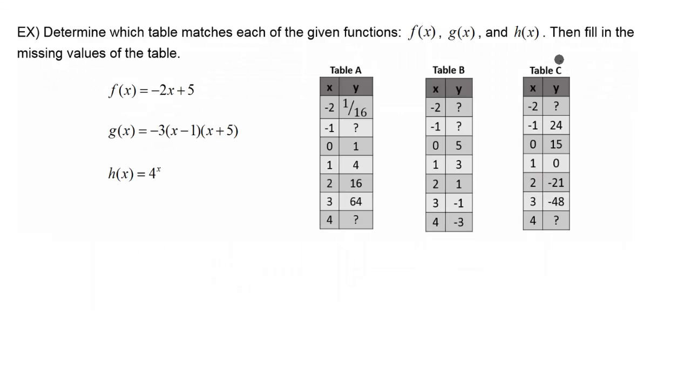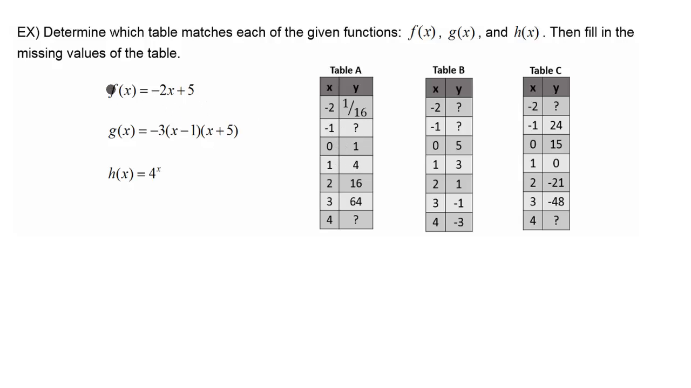In this question, our ultimate goal is to fill in these tables with the missing values. The first step to doing that is to match up each one of these functions with the table. You could do this a few different ways. You could start by graphing all these points on a coordinate system and then figure out if it's going to be linear, which is f of x, quadratic, which is g of x, or exponential, which is h of x. And that might take some time because you've got to plot a bunch of points.